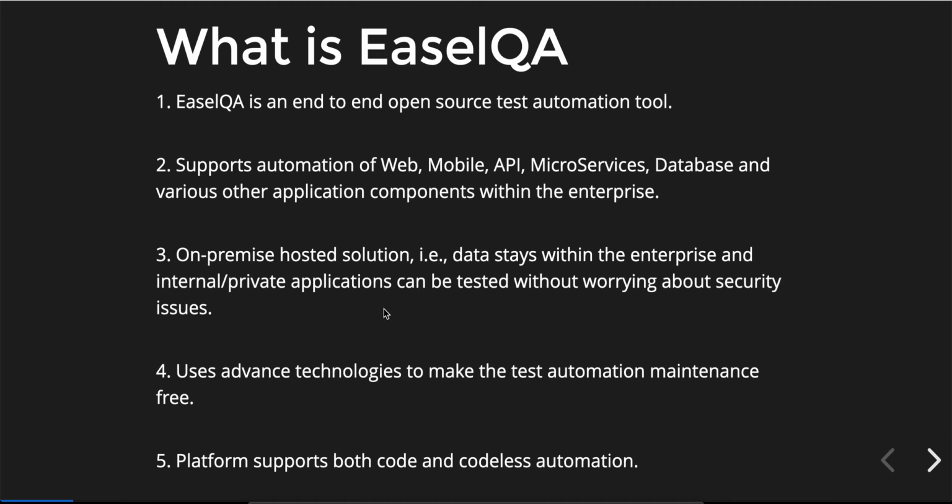What is EaselQA? As I mentioned earlier, EaselQA is an end-to-end open source test automation tool. It supports mobile, web application, APIs, microservices, databases, and any other interfaces that you could think of in your enterprises. So it has a pluggable architecture where you can plug in any component within the test automation tool and it could be used as part of your test flow. This is a fully on-premise hosted solution and the data stays with you.